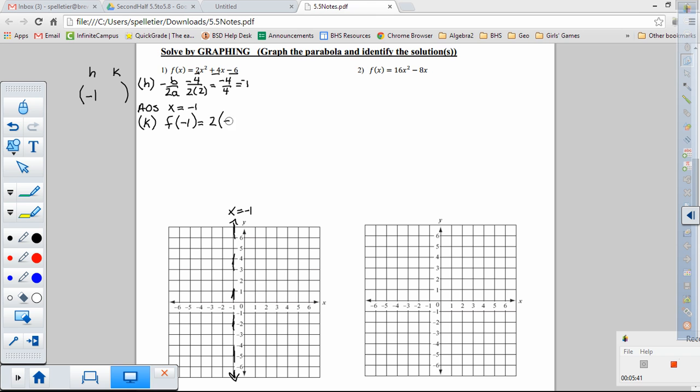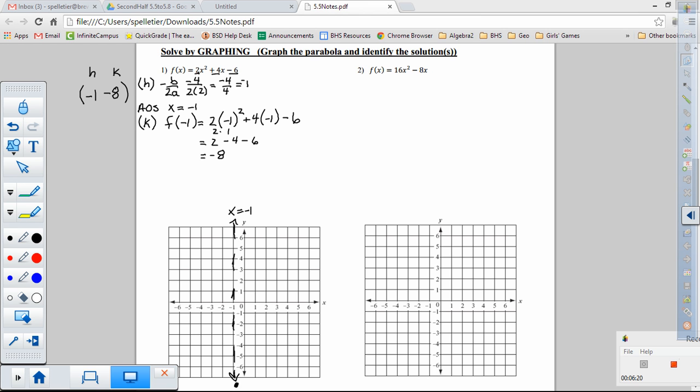2 times -1 squared plus 4 times -1 minus 6. And we have to do this calculation. -1 times -1 is +1, times 2 is 2. 4 times -1 is -4, and then minus 6. So I end up with an answer of -8. So my vertex is at (-1, -8). Of course -8 is a little bit off my graph, so let's just pretend it's here for now. Bear with me. We're going to put -8 down here, and we'll call that our vertex.